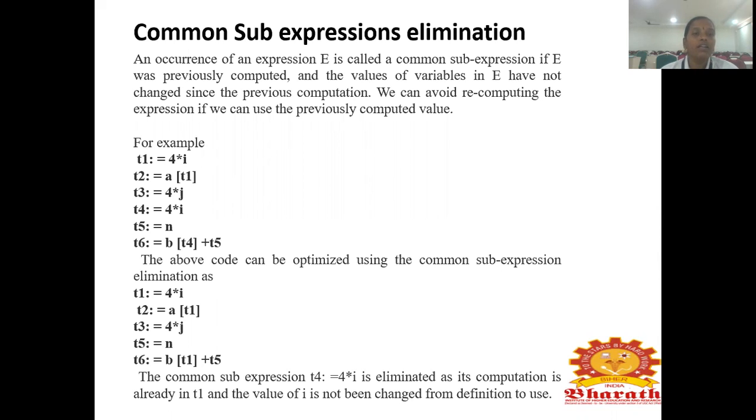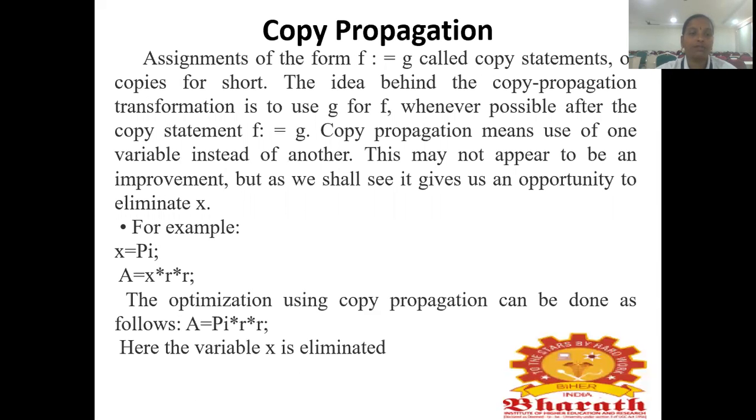Next one is the example. T4 and T1 both have the same value, so we reduce the T4 value. That is, the common sub-expression T4 equal to 4 into i is eliminated, as the computation is already in T1 and the value of i has not changed from the definition to the use. T4 is used for T1, so both values are the same. So we reduce T4; that is the elimination of your expression.